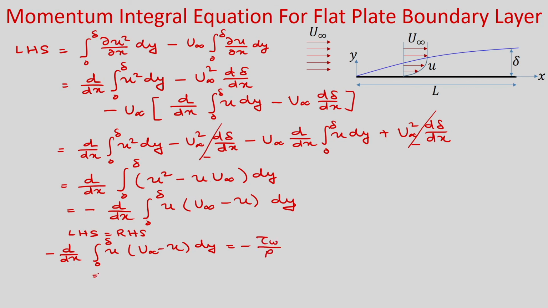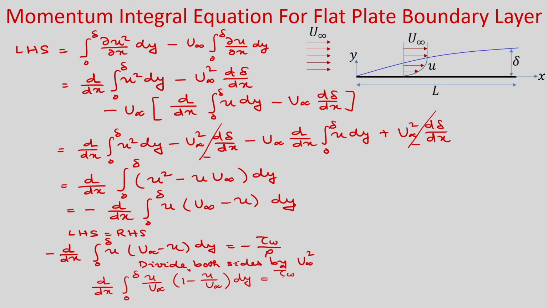Okay. So, we can write this equation and divide both sides by u infinity square. And minus minus will get cancelled. So, we can write d/dx of the integral from 0 to delta of u/u infinity times (1 minus u/u infinity) dy is equal to tau w by rho u infinity square. So, this equation is known as the momentum integral equation.